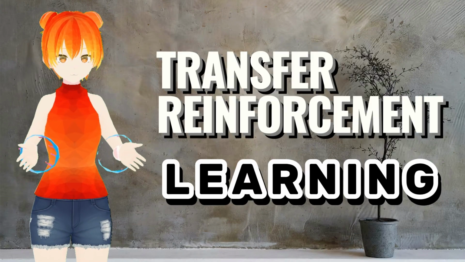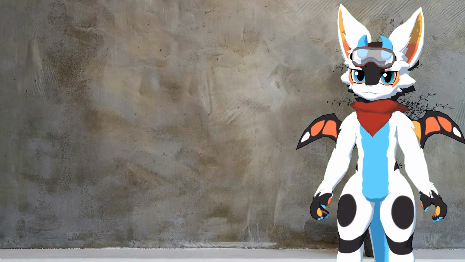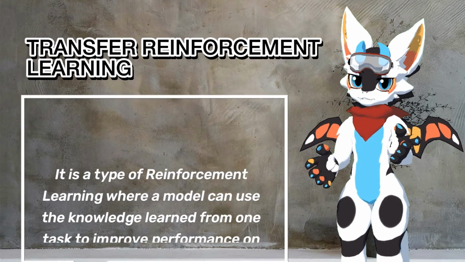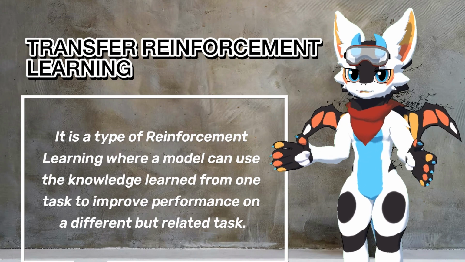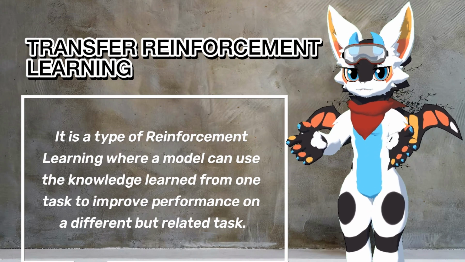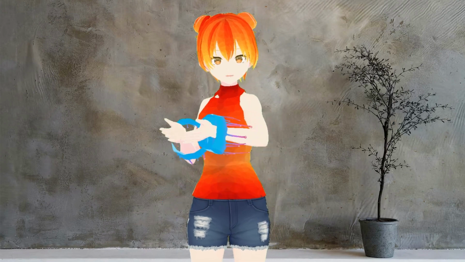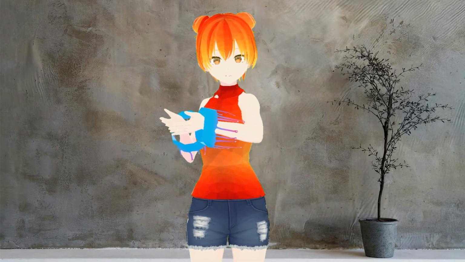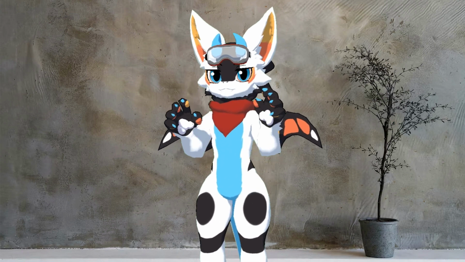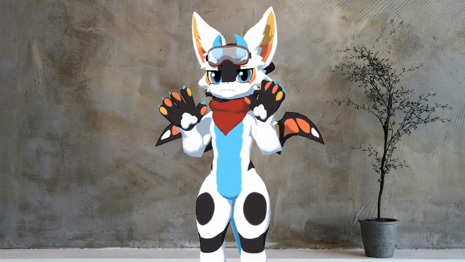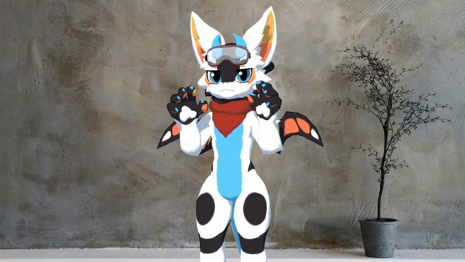And what's transfer reinforcement learning? Transfer reinforcement learning is a type of reinforcement learning where a model can use the knowledge learned from one task to improve performance on a different but related task. That's like a student who can apply their skills from one sport to another, right? Exactly! Please remember the previous example of reinforcement learning and watch this.